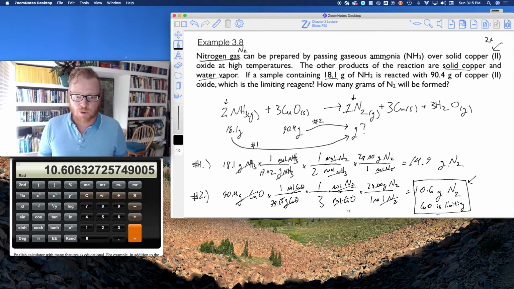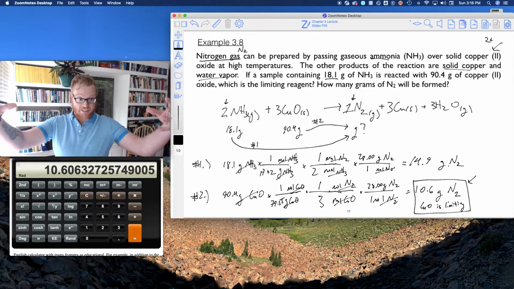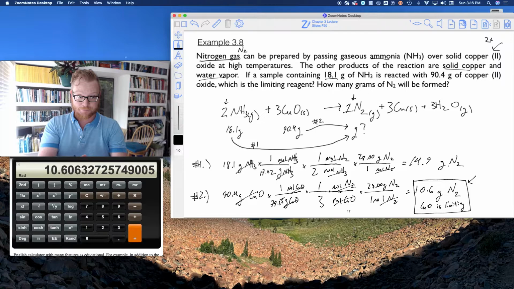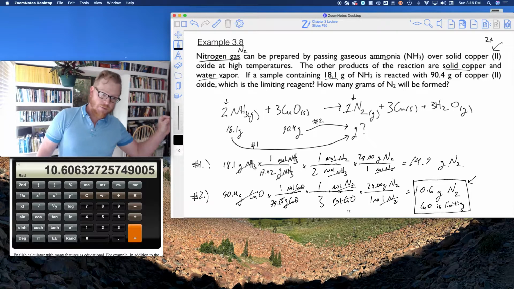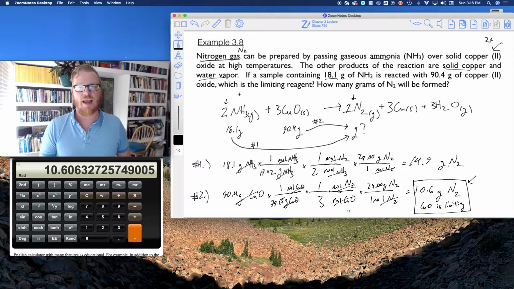And when we think about a chemical reaction, we can't just think of one reactant at a time, right? Both reactants are reacting. So when I take this 90.4 grams of copper 2 oxide and 18.1 grams of ammonia, the copper 2 oxide is going to run out first. And thereby I'm going to have excess NH3.